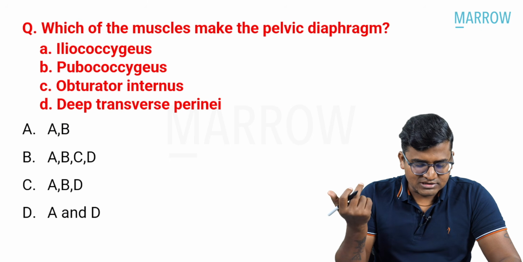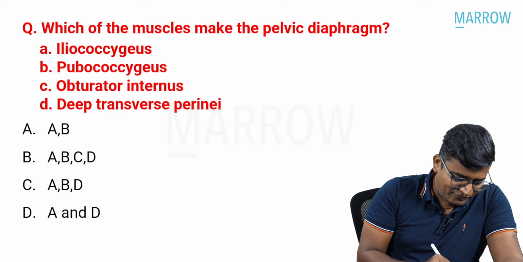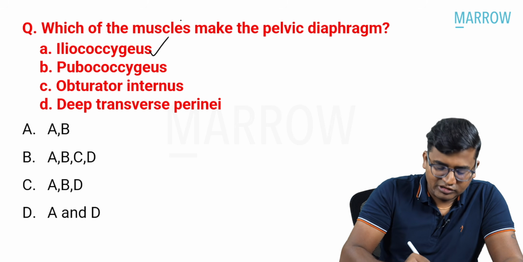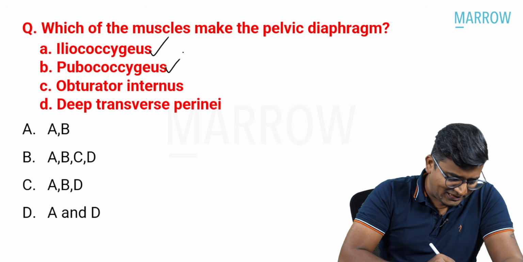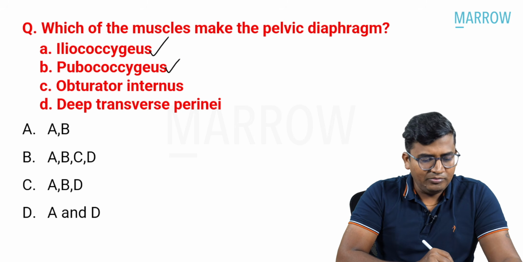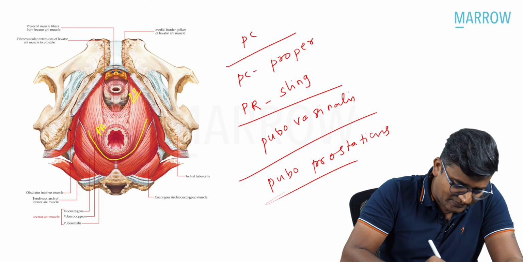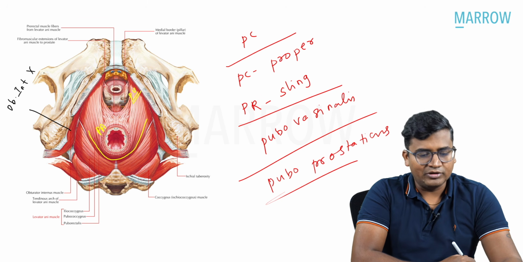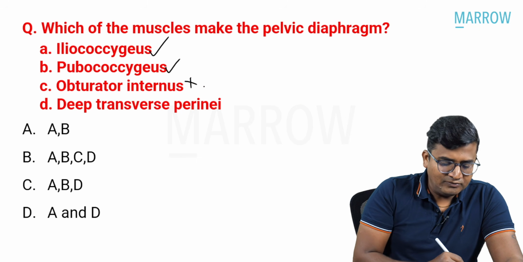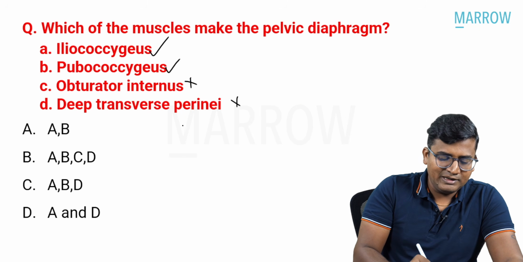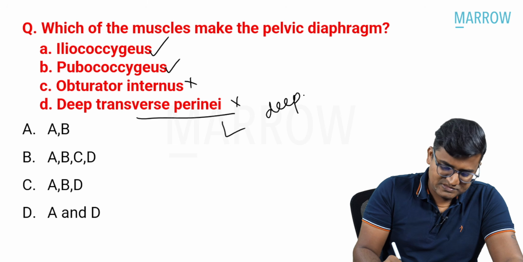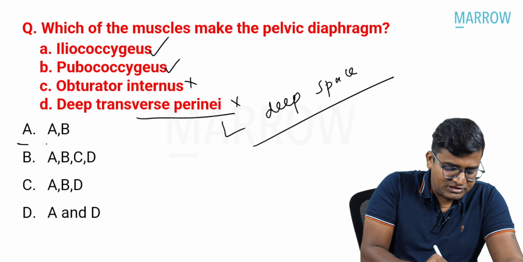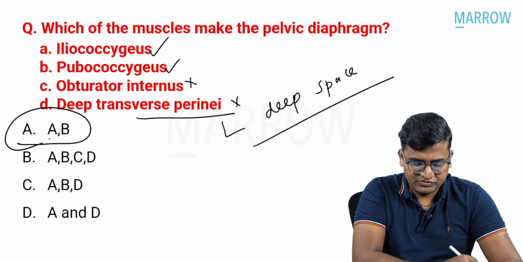So now see the question. Which of the following muscles makes the pelvic diaphragm? So pelvic diaphragm is made up of our iliococcygeus, yes. Pubococcygeus, yes. Obturator internus muscle, no. See here, this is the muscle, that is our obturator internus muscle. That is not part of the pelvic diaphragm. So this is wrong. And deep transverse perineum muscle, no, again wrong. Deep transverse perineum muscle is present in the deep space. That is not a part of pelvic diaphragm. So the answer for this question is option A and B.